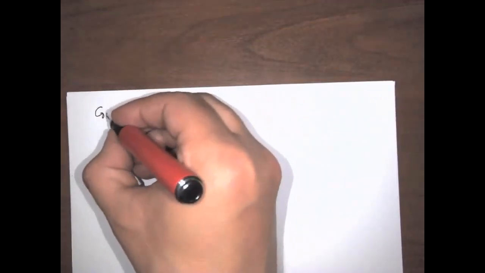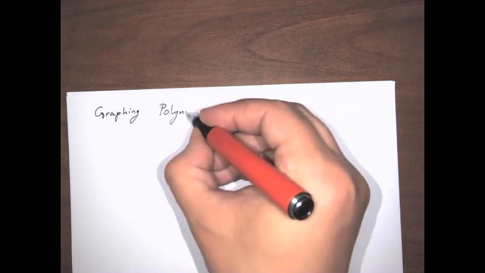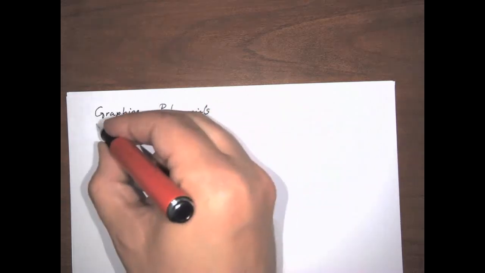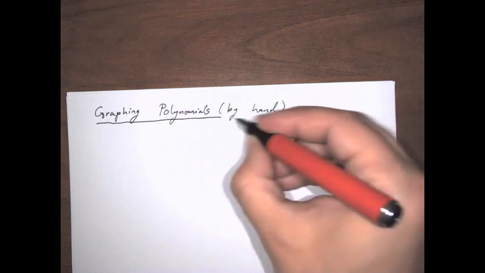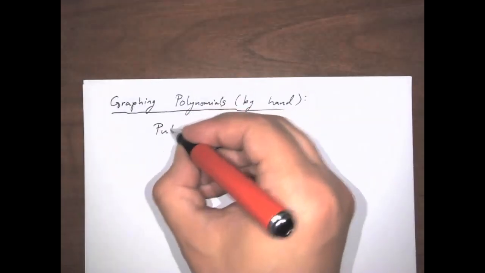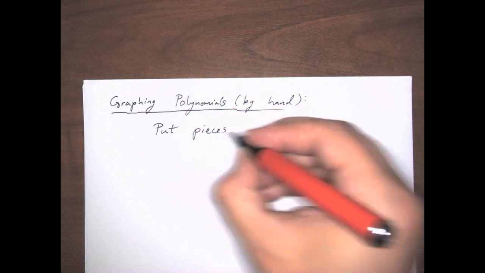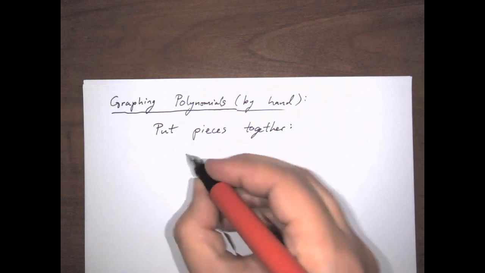Now, as our last task, what we are going to want to do is put the pieces that go into the graph of a polynomial all together to actually sketch the graph of the polynomial. So, graphing polynomials by hand. The idea here is you need to put all the pieces together. So here are the pieces we need to put together.